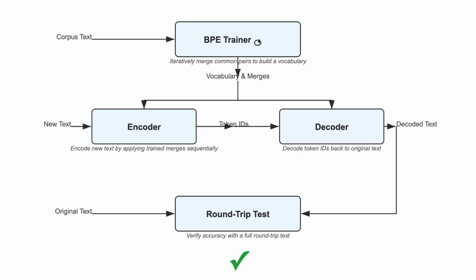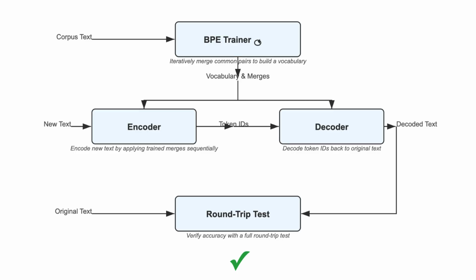Finally, to ensure our tokenizer is working correctly, we perform a crucial round-trip test. Encode some text, then decode it, and assert that the decoded text is identical to the original. This guarantees consistency and accuracy.